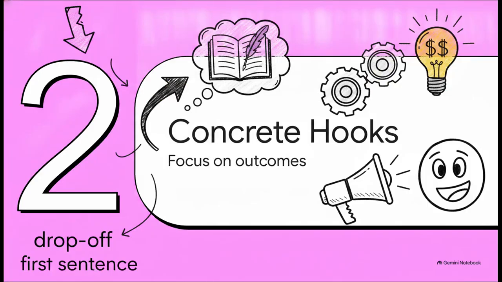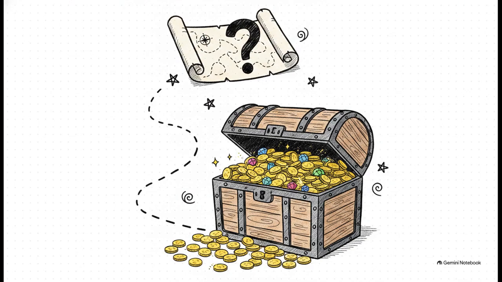Moving right along to section 2, hook with concrete outcomes. This is absolutely crucial. You always want to open with a concrete dollar amount. You gotta prioritize the tangible outcome over the abstract mechanism to instantly spark that curiosity.